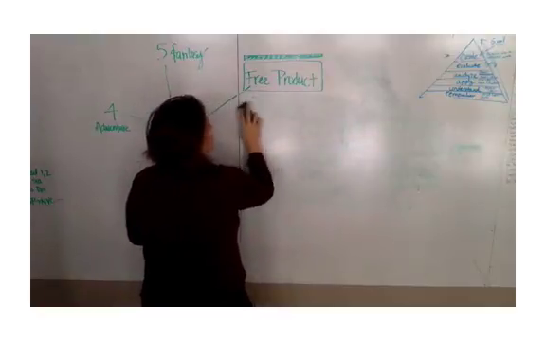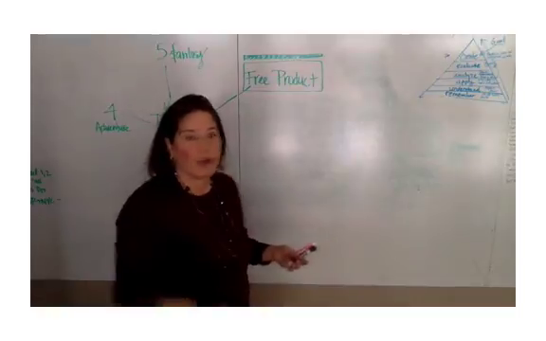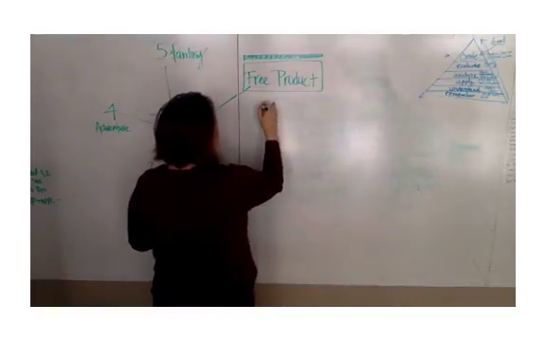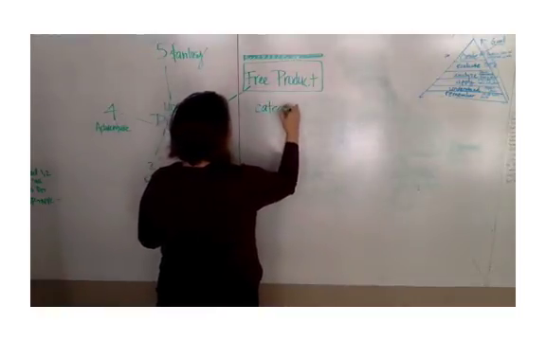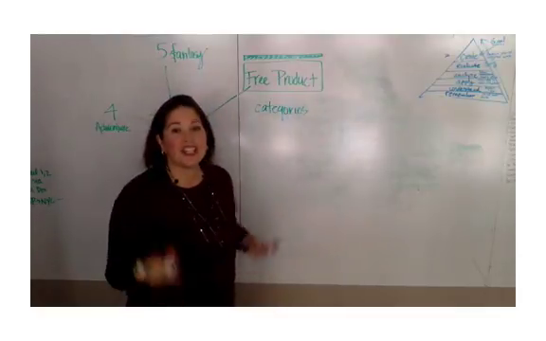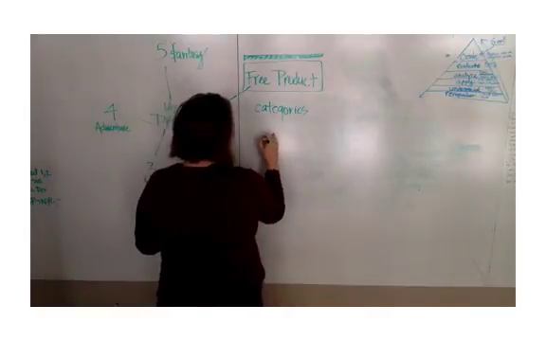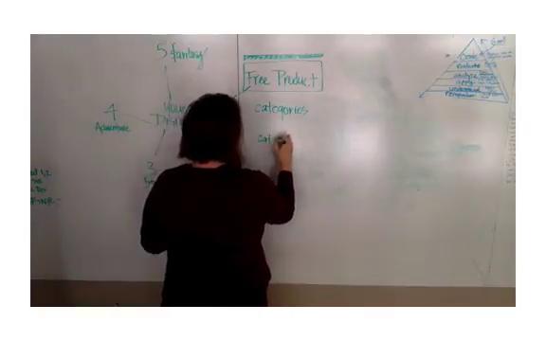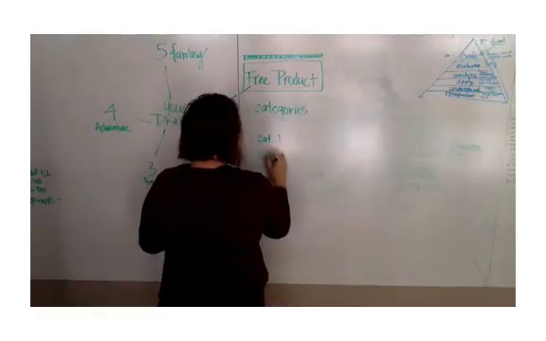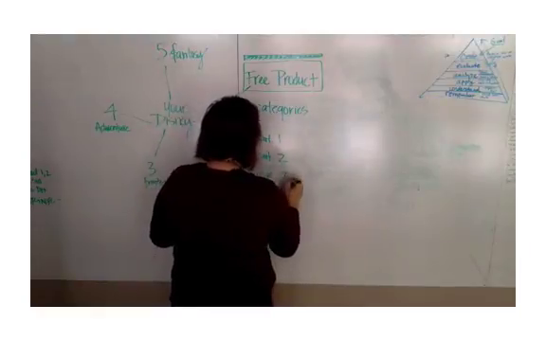We know we have a username and password. Now we're getting to the content. All right. So you have categories. And again, these are all ways to strategically use your free product. So categories, let's say we have category 1, and we have category 2, and we have category 3.